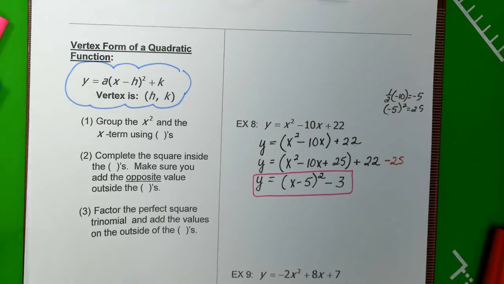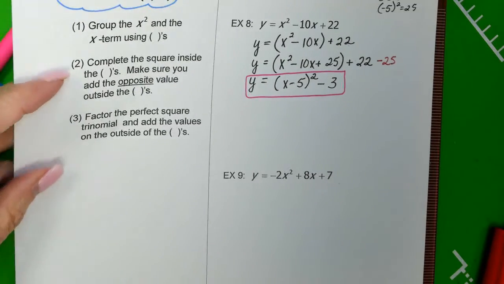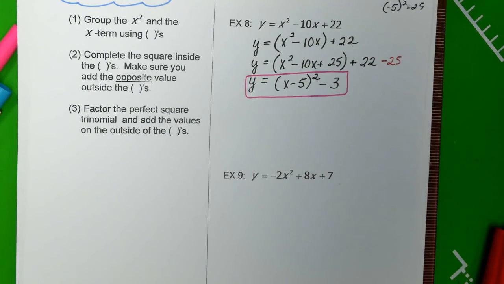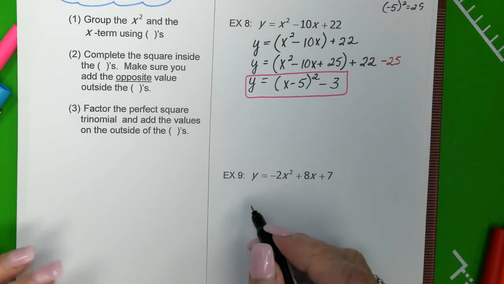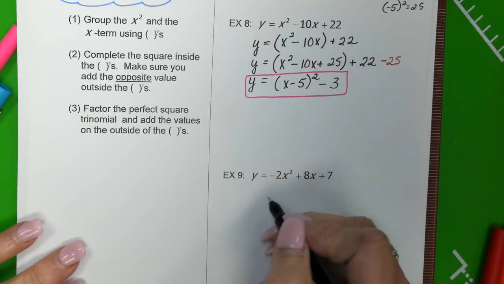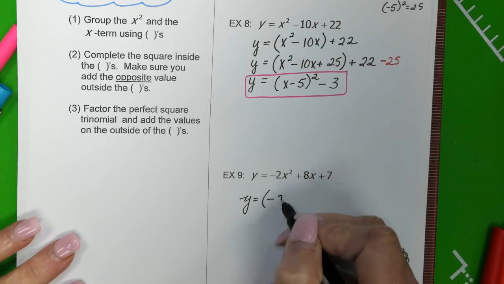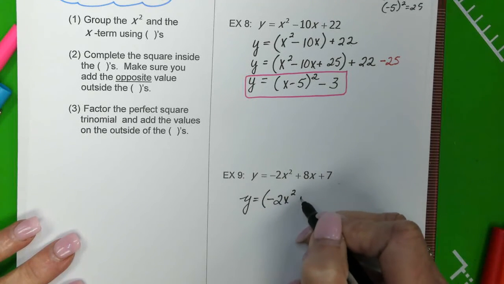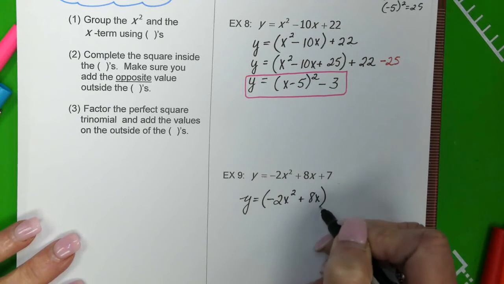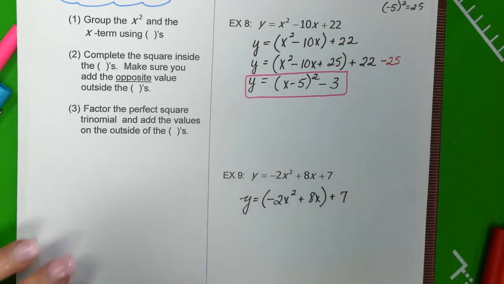Okay, now we're going to do it where the leading coefficient was not a 1. But we're actually going to follow the same steps. However, we got to put an extra step in there. All right, so first step is the same. I'm going to put parentheses around the x squared and the x term, and I'm going to leave the constant outside of the parentheses.